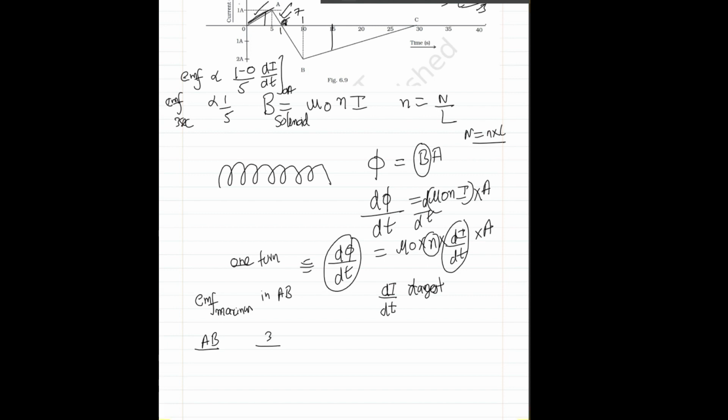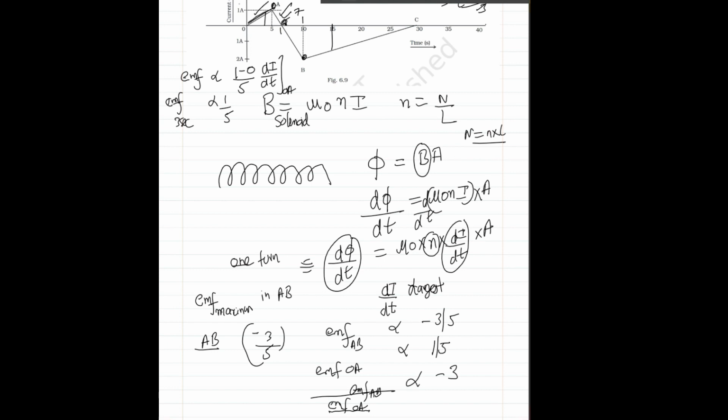So use di by dt and EMF as the two variables which are directly proportional to each other, and with the help of ratio and proportion we will calculate the EMF. If you notice AB, the change of current in AB is available to us, which is 3 amperes, and we know the time it takes to change this current, right? So we know the di by dt that exists in AB.